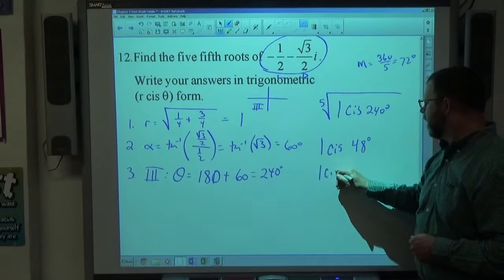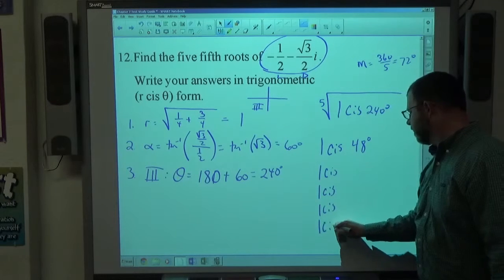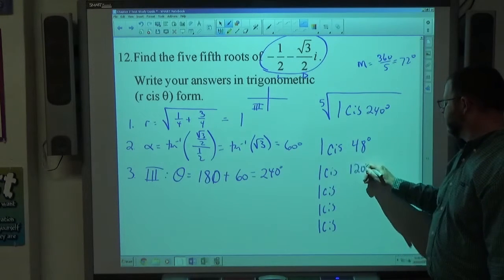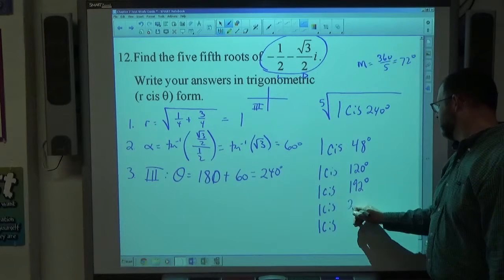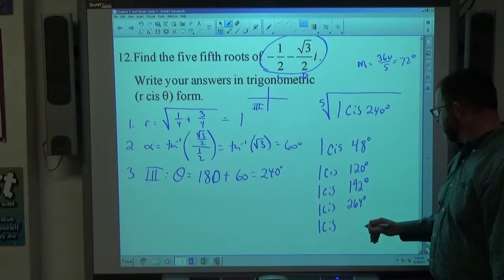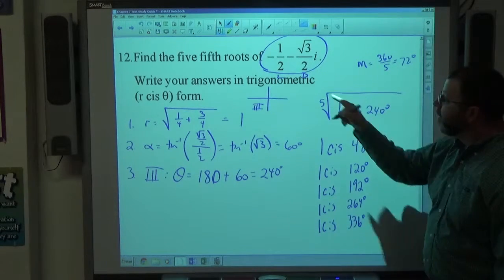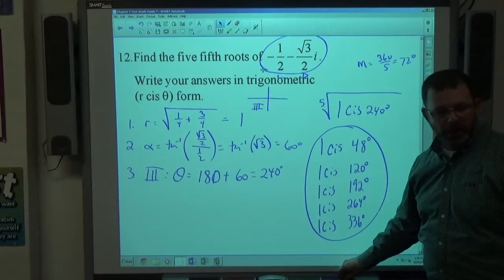So 1 CIS, 1 CIS, 1 CIS, and 1 CIS. Keep adding 72. So 48 plus 72 is 120, plus 72 is 192, plus 72 is 264, plus 72 is 336. They want the answers in that trigonometric form, so we'll circle that and be done with it.